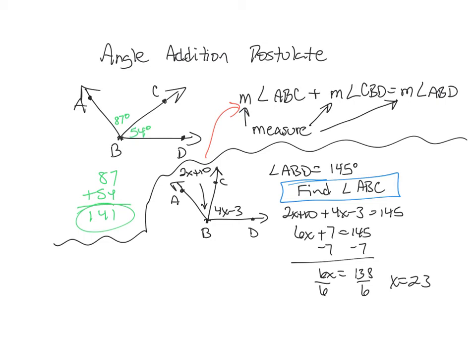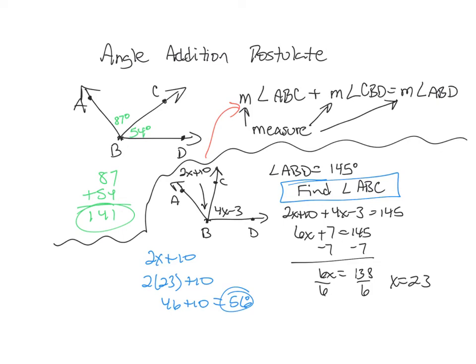So the ABC part is 2x plus 10. So I need to plug in the 23. So angle ABC is 56 degrees. So make sure you answer the question. That way you don't do all the correct work and then you don't get the payoff of getting the right answer.